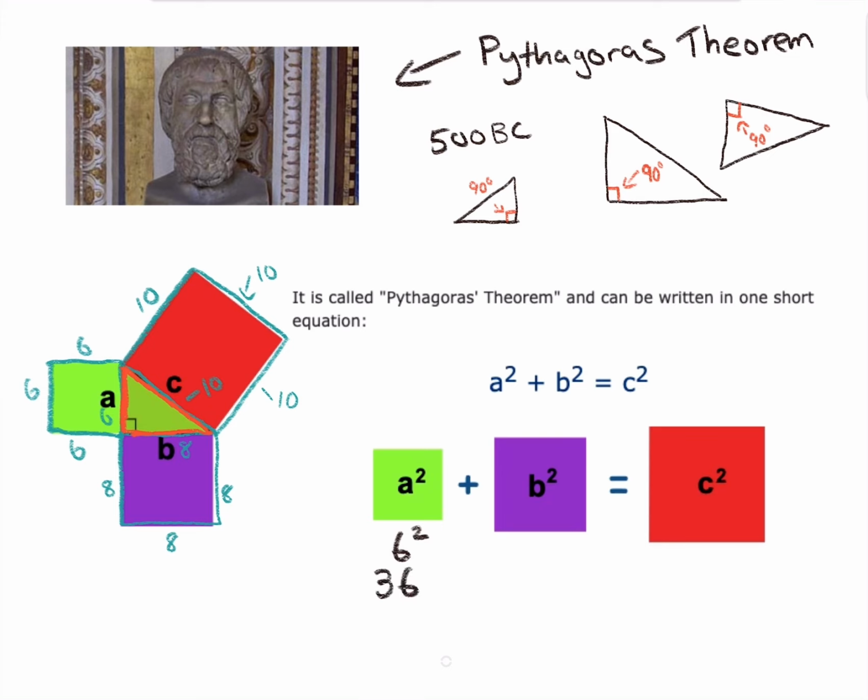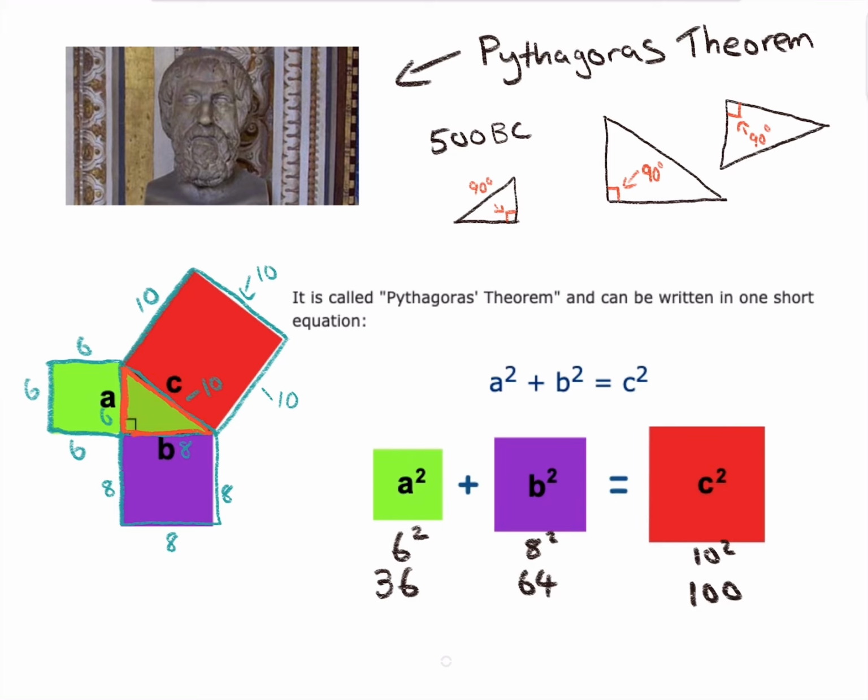And then we have B squared, which we said was 8 centimeters. So that would be 8 squared. 8 multiplied by 8 is 64. And then we have C squared, which we said C was 10. So that's 10 squared. 10 multiplied by 10 is 100.